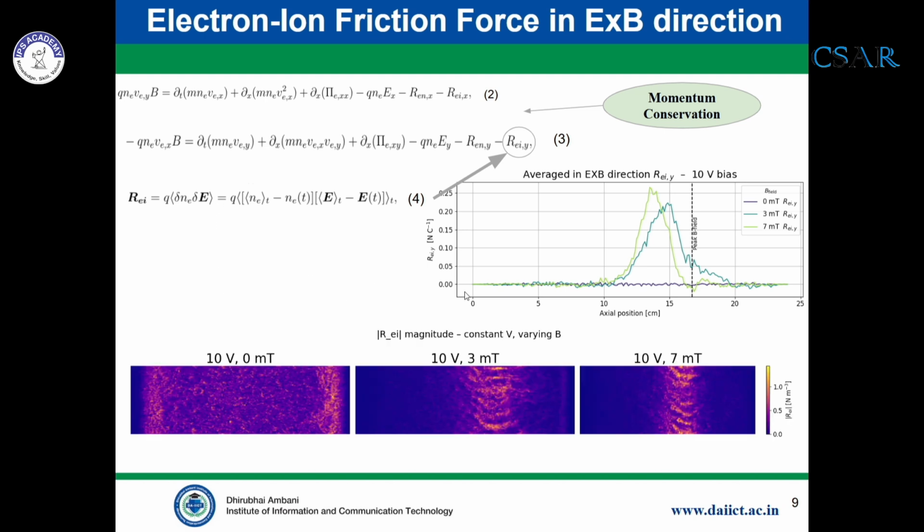Okay, so it is averaged in this direction, and we are looking at how it is changing in the X direction. So you can see near the magnetic filter, this is the peak of the magnetic filter, we have a peak in this particular term, REI, which is the electron ion friction force.